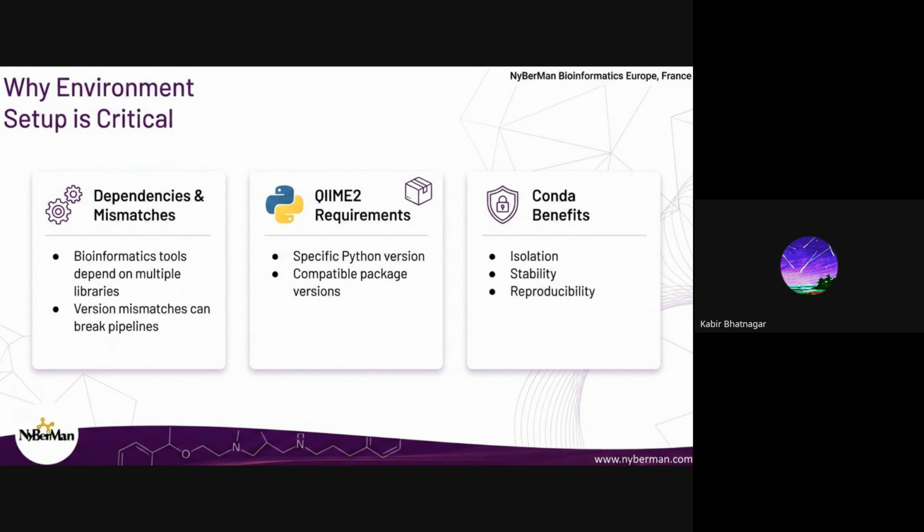Similarly, QIIME 2 requires a specific Python version, and we can only use the Python that is compatible with our QIIME 2 version. If the Python version doesn't match our QIIME 2 requirements, the pipeline will clash, QIIME 2 will not work, and you will not be able to run any commands. At worst, you won't even be able to install QIIME 2 because the version clashes create a lot of problems. So what are the benefits of using Conda?